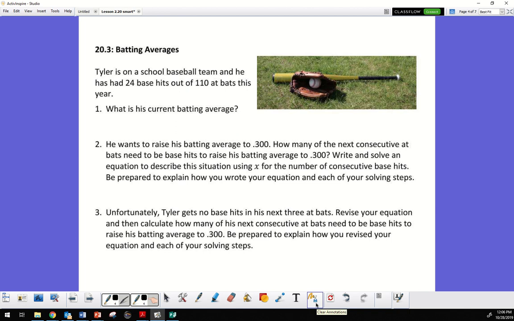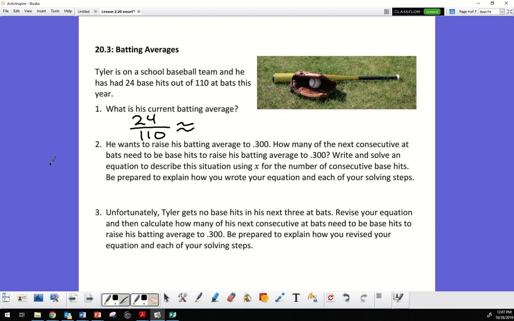Now, this next one. Tyler's on the school baseball team and he has 24 base hits out of 100 at-bats this year. What is the current batting average? How do I figure out that batting average? Divide. It's got to be a decimal.